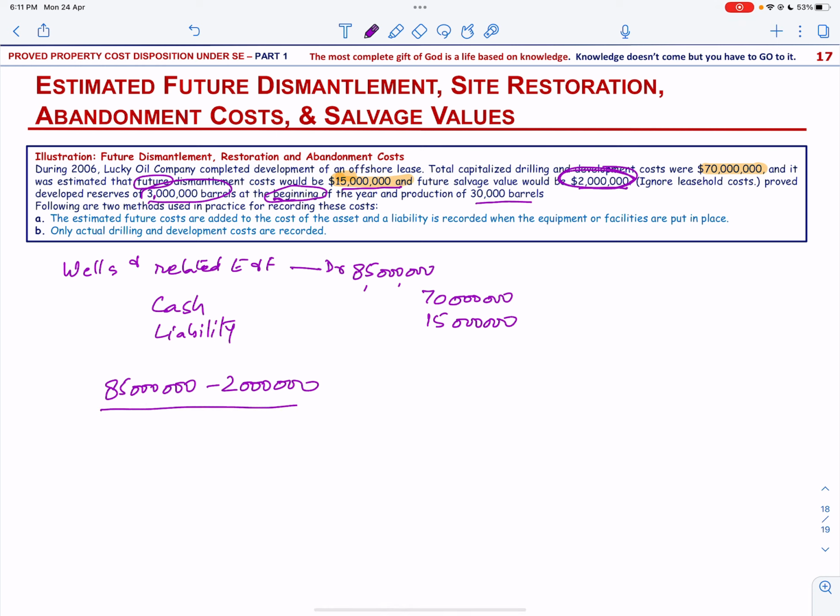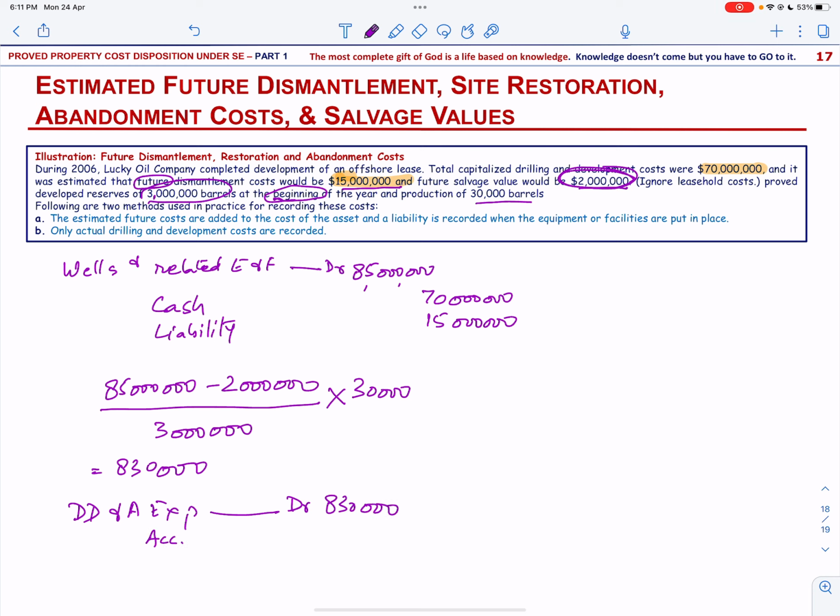divided by the proved developed reserves, and it is given at the beginning of the year as 3 million barrels times production of 30,000 barrels, so this will be equal to 830,000, and the journal entry will be DD&A expense debit by 830,000 and accumulated DD&A credit by 830,000.